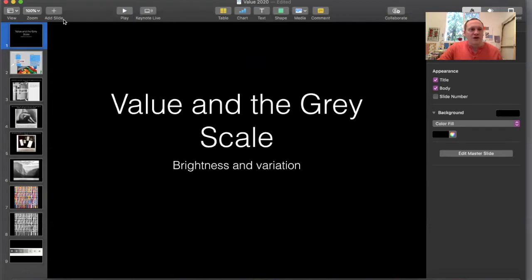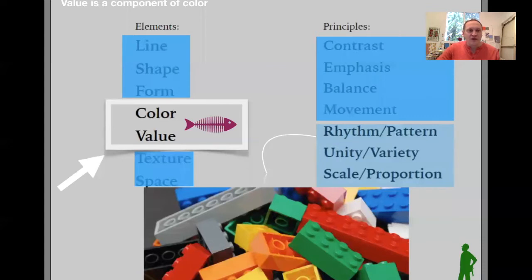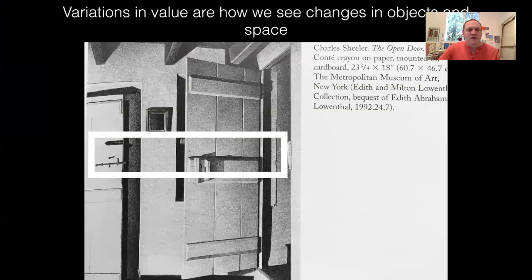So we're talking about value and the grayscale. So brightness and variation. And again, these are two of the elements of design. So value is a component of color, and it's how we're able to see changes in space and see changes in color. And it's an important part of color contrast, and it's how we're able to see volume in naturalistic depicted space.